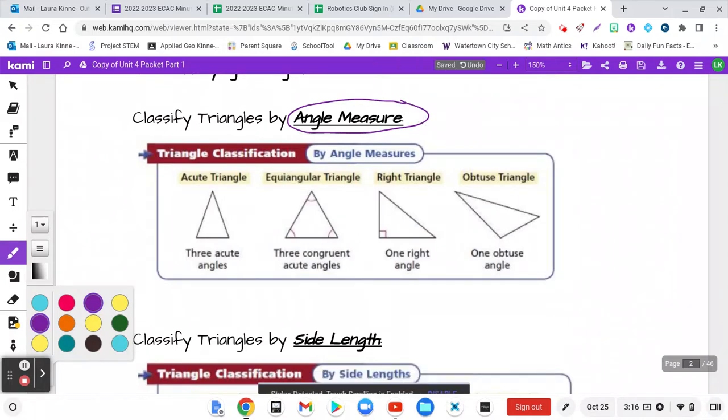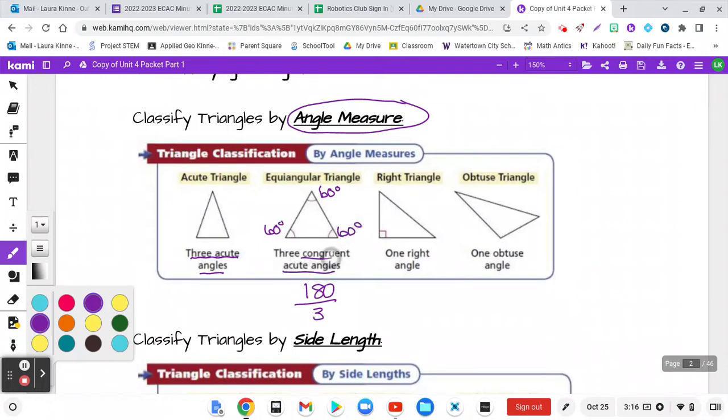It's an acute triangle if it has 3 acute angles. If all the angles are the same, it's called an equiangular triangle. So all 3 angles are the same. All the angles in a triangle add up to 180. So if you divide that by 3, that means that all of the angles are 60 degrees. So 3 congruent acute angles. Because all the angles are acute, it could also be considered an acute triangle. A right triangle has 1 right angle, and then an obtuse triangle has 1 obtuse angle.